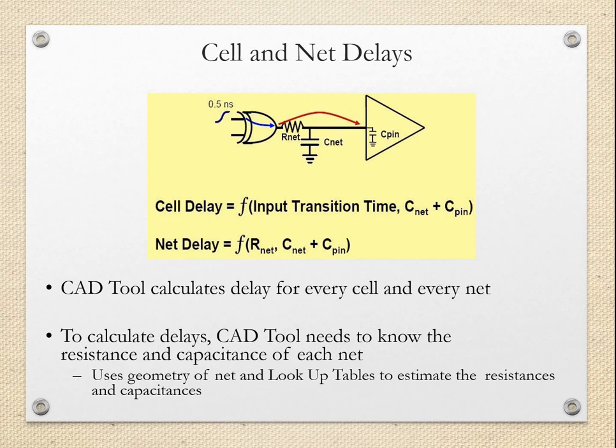Then the cell and net delays will also be considered. Cell delay is a function of input transition time, Cnet and Cpin. And net delay is a function of Rnet, that is the resistance of the network path, then Cnet, the capacitance of the network path, and Cpin is the capacitance of the input pin. So the CAD tool calculates the delay for every cell and every net. To calculate the delay, the CAD tool needs to know the resistance and capacitance of each net. So it uses the geometry of the net and the lookup table to estimate the resistances and capacitances.